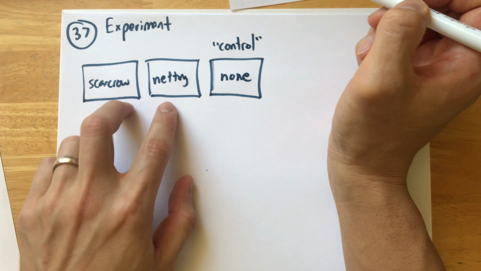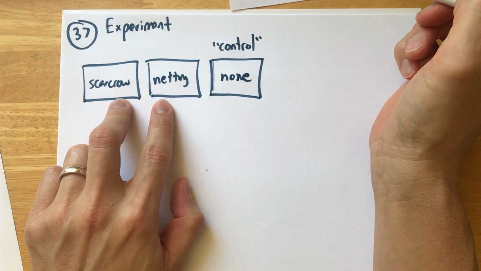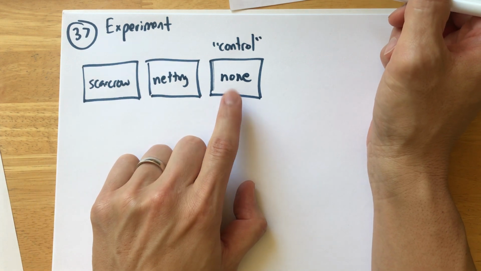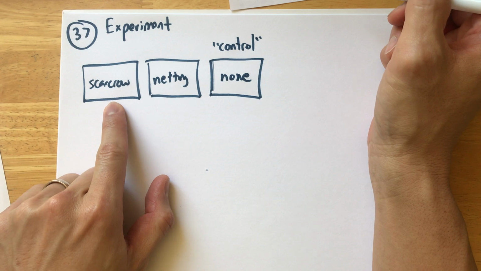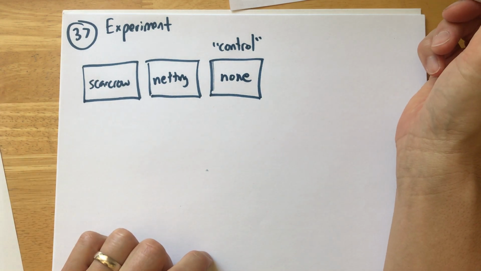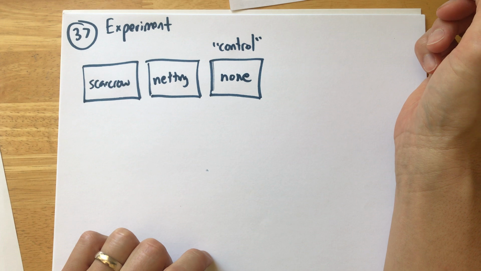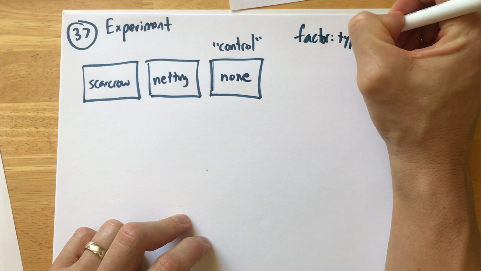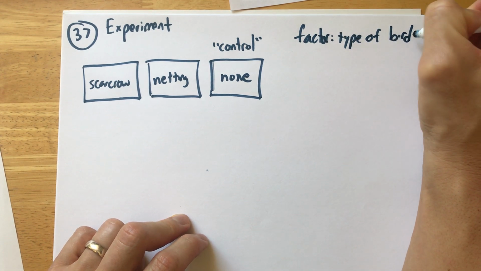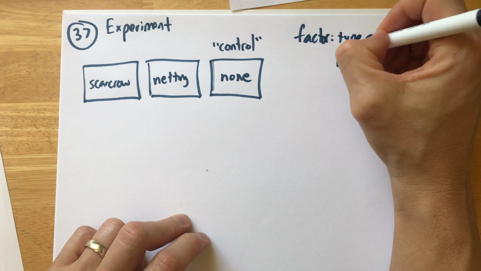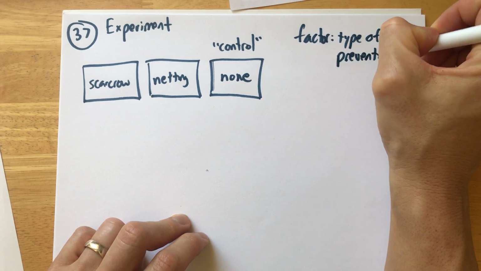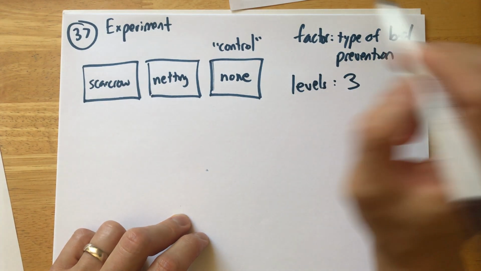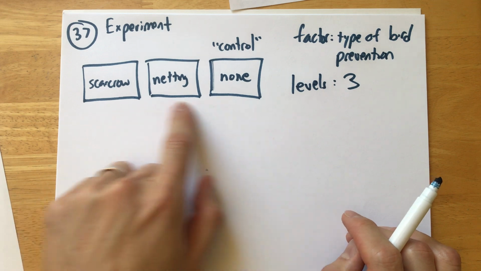So if we did not have any type of prevention for the birds, what would our grapes look like? We want to compare this to here and compare this to here, because who knows, there might be no difference. So the factor here we're looking at is the type of bird prevention. Levels, you have 3 levels: scarecrow, netting, or none.